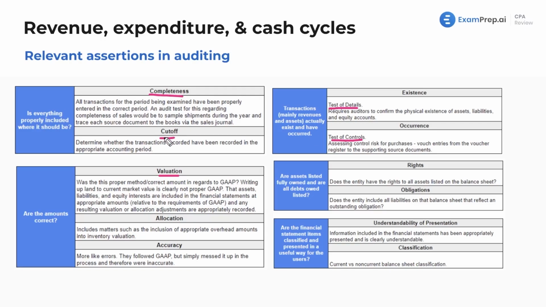Starting off with completeness and cutoff, I was just using these two as an example. Is everything properly included and where it should be? These are going to be the questions asked when it comes to completeness and cutoff. For completeness, we want to make sure that all transactions for the period being examined or audited have been properly entered into the correct period. So all cash transactions that happen in year one actually are included in year one. It's a complete set of transactions.